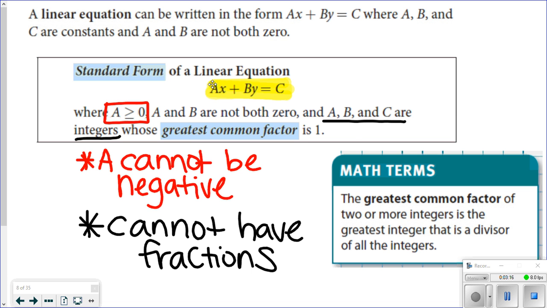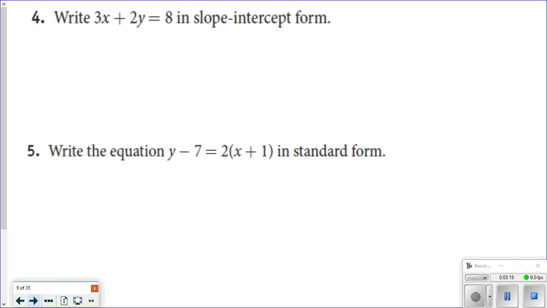Okay, so we're going to skip a lot of questions in our book because some of this is very hard to teach virtually, and for the sake of time, we're skipping some of this material this year. So jump to question 4. We see 3x plus 2y equals 8. That's in standard form. Okay, if you can notice, A is 3, B is 2, and C is 8. A is positive 3, so it passes that rule, and I don't have any fractions here.